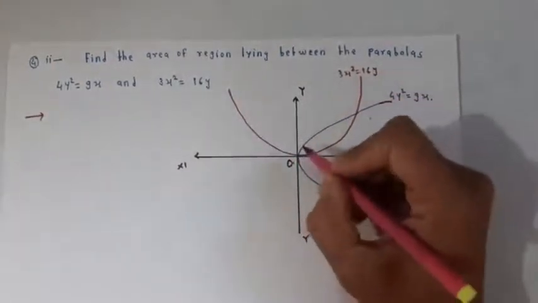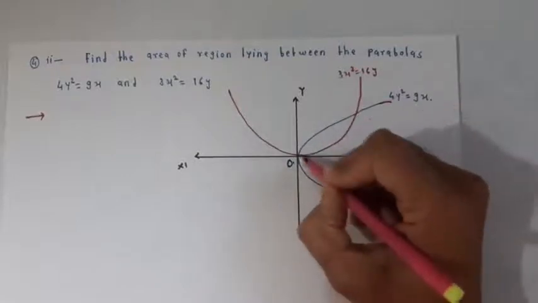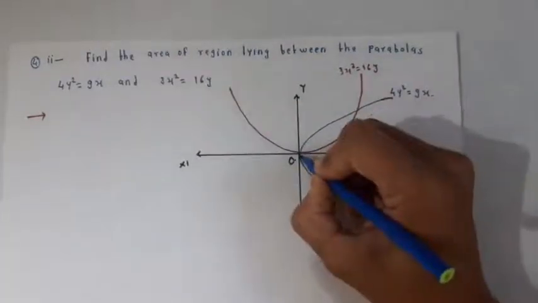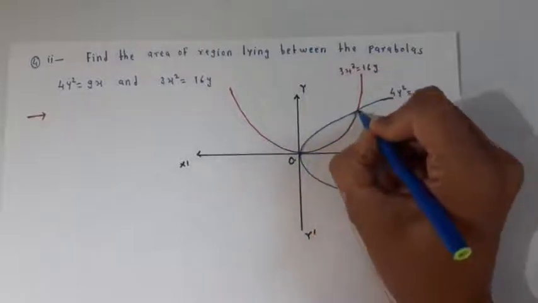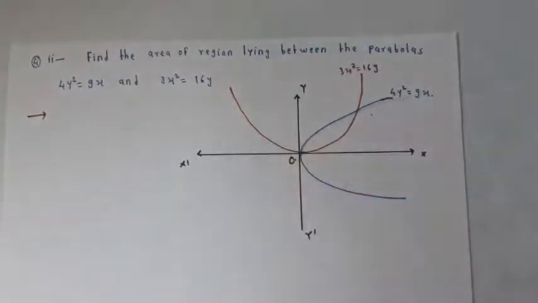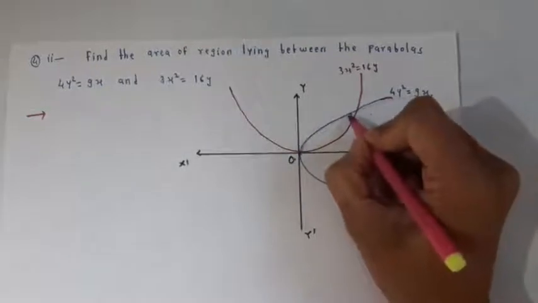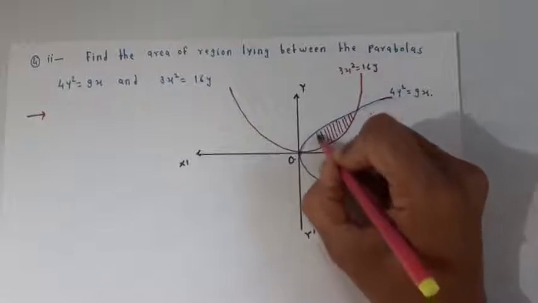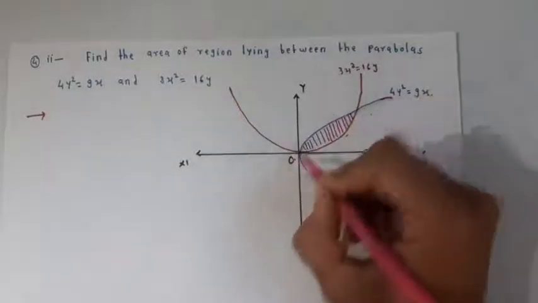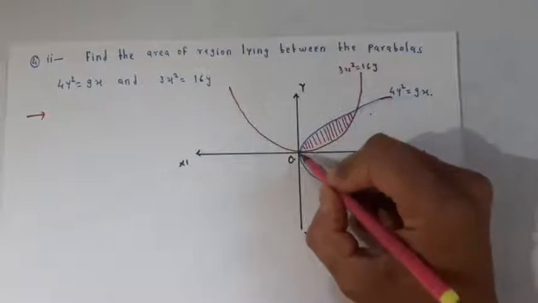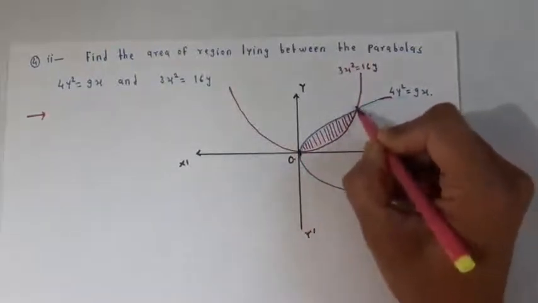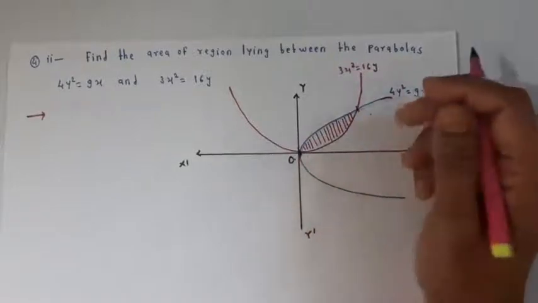Now we have to find the region which is lying between the two parabolas. This is the parabola along the x-axis, this is the parabola along the y-axis, and this is the region lying in between them that we have to find out. To find this region, first find the points of intersection.